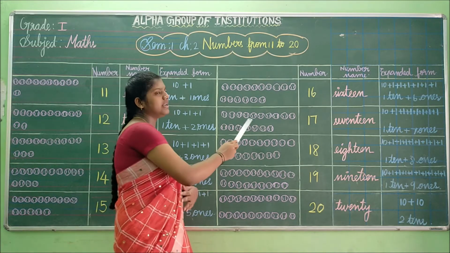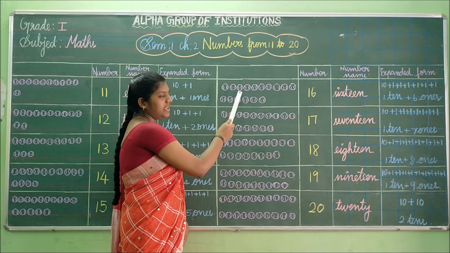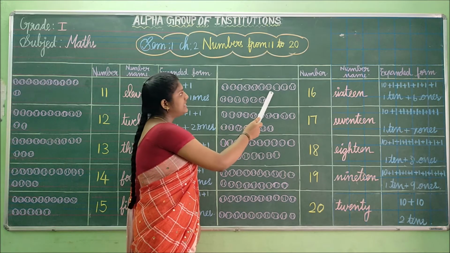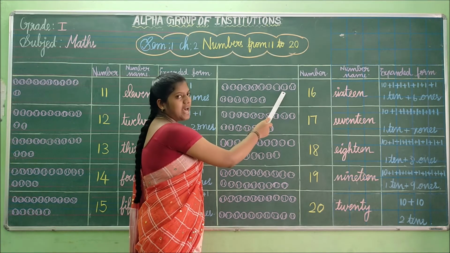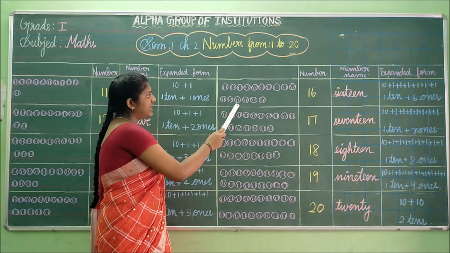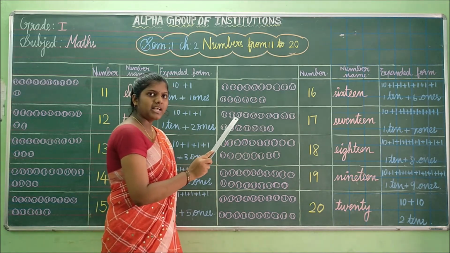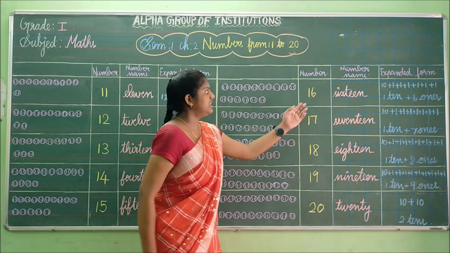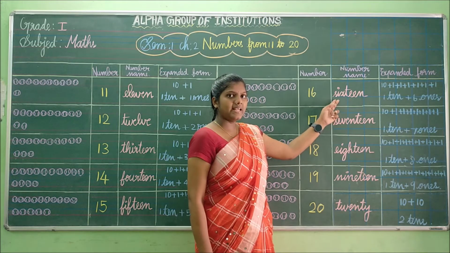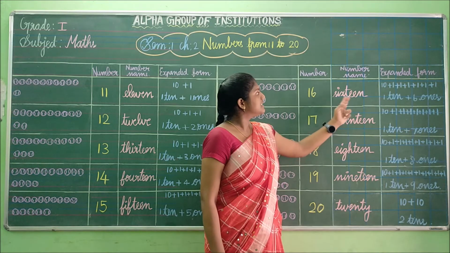Now we will move to next one. Count with me. 1, 2, 3, 4, 5, 6, 7, 8, 9, 10, 11, 12, 13, 14, 15. After 15, what number will come? 16. So this is the number for 16. And see the number name. S I X T E E N, 16.